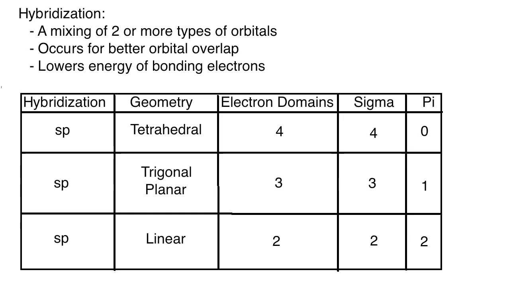This will occur because it's going to allow for better orbital overlap when we deal with bonding, and it's going to lower the energy of the bonding electron. So remember when we drew those energy diagrams, we had the S, we had the P, and then it lowered that energy of the P electrons down, and the sp hybrids were lower in their energy.